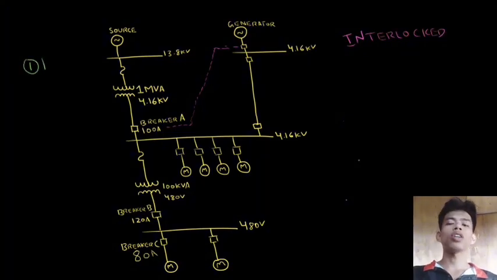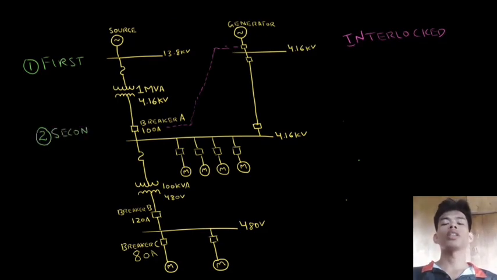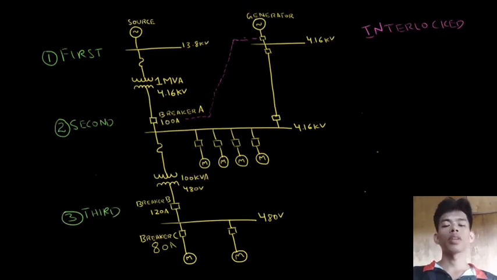If we look at the sizing of each breaker, we can clearly see that the highest rated breakers are connected to the upstream 13.8 kV bus, the second highest rated breakers are connected to the 4.16 kV bus, and the third highest rated breakers are connected to the 480 volt bus.